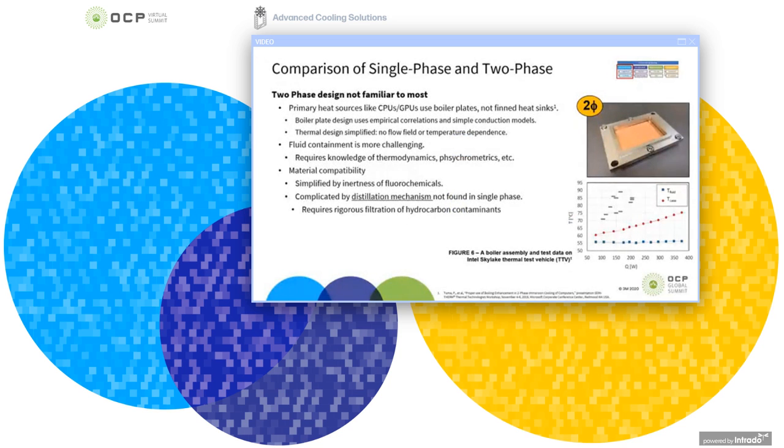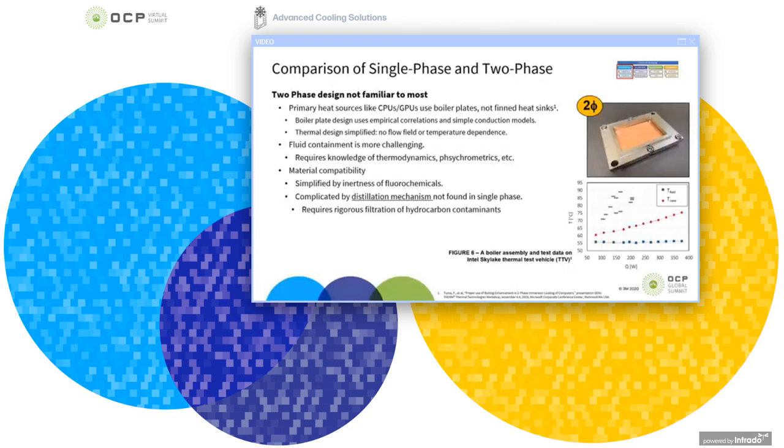Two-phase design considerations are not as familiar to most engineers. We have no finned heat sinks, for example. Instead, we use a boiler plate on the CPUs and GPUs. And you'll see an example of one on the right. This one is designed to go on an Intel Skylake socket. And what one finds is that its performance is not dependent on the flow field or the inlet temperature. It's really only dependent on the boiling temperature of the fluid.